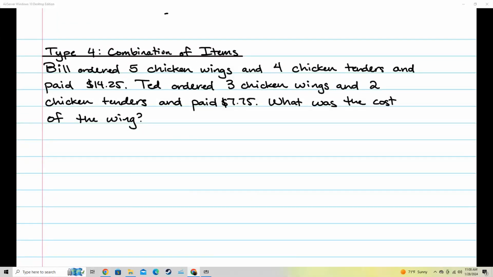So remember, there's 4 steps to doing this. Step number 1 is going to be to define your variables. Step number 2 is going to be to come up with your system. Step number 3 is solve the system. And then step number 4 is finally answer the question. All right, so let's see.